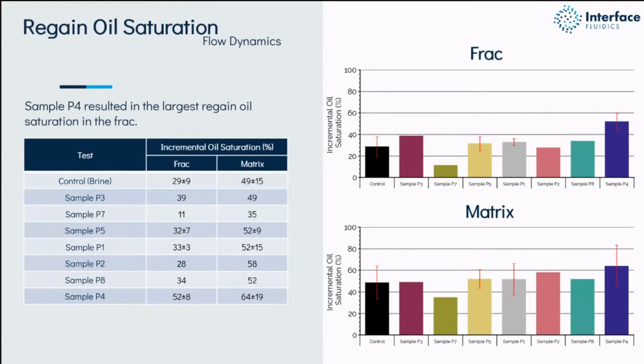The next is the regain oil saturation. Here, the regain oil saturation is the difference between the oil saturation at the end of the injection and the flowback. It shows how much of the oil has been mobile during the injection and flowback. Again, we can quantify both frac and matrix, and you can see that sample P4 has the highest regain oil saturation, in line with the highest oil volume produced and also the displacement efficiency.